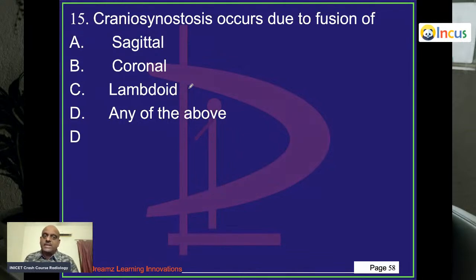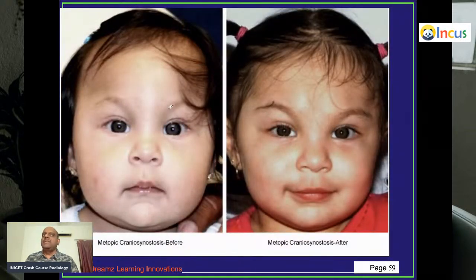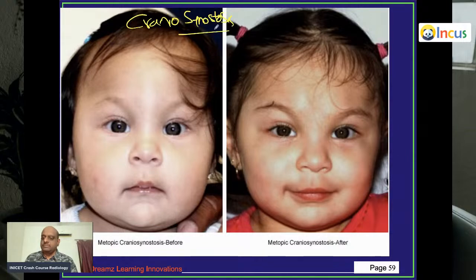Craniosynostosis. What is it because of? Sagittal, coronal, lambdoid, any of them undergoing fusion will lead to craniosynostosis, is what you need to remember.